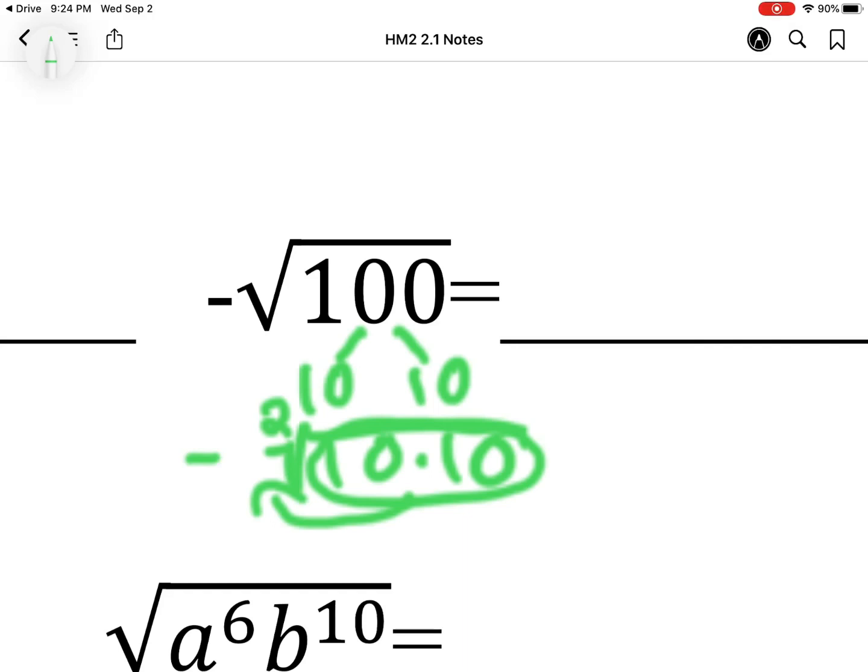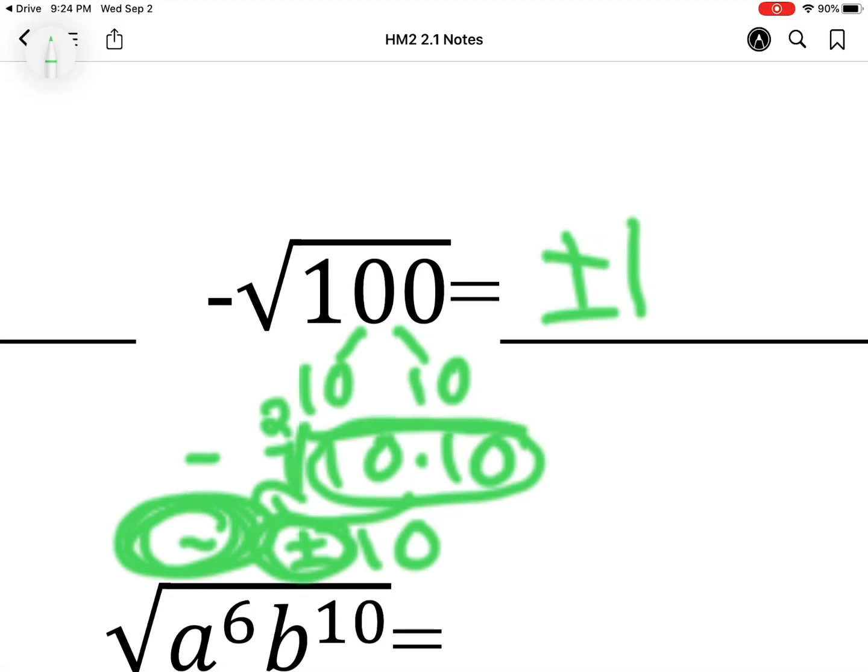Well, when we move them out, don't let this negative fool you. We have negative, and then we have a plus and minus 10. Well, this negative does not mean much when we have this plus and minus sign. So we simply just have plus and minus 10, or positive and negative 10. If the negative is on the outside, it does not mean much. It only means something if it's on the inside, and we'll go over it in this lesson.